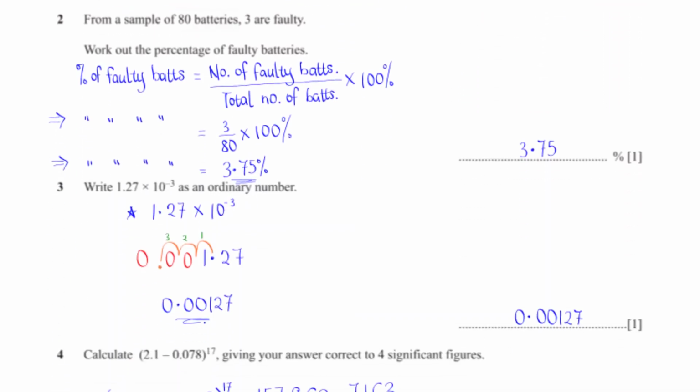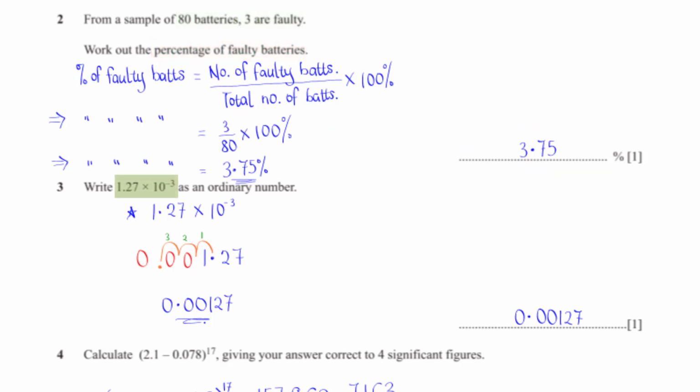From a sample of 80 batteries, 3 are faulty. Work out the percentage of faulty batteries. To find the percentage of faulty batteries, we need to find the number of faulty batteries divided by the total number of batteries times 100%, and by slotting in the given values, this leaves us with 3.75%.